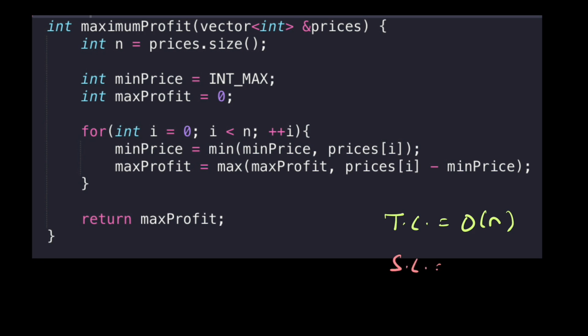And what will be the space complexity? Since apart from variables, we are not taking any extra space, the space complexity is O of 1, that is constant space.